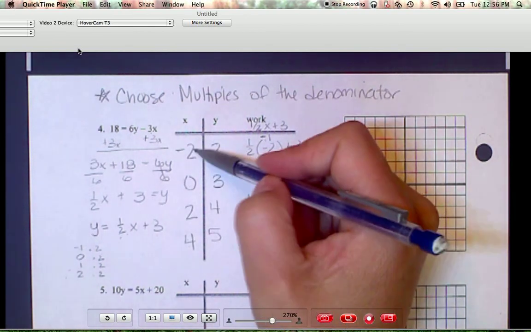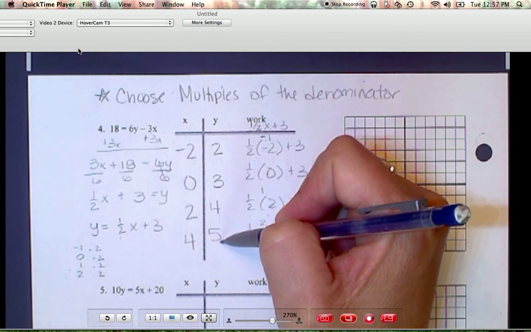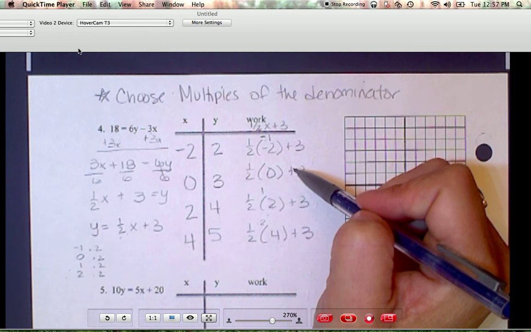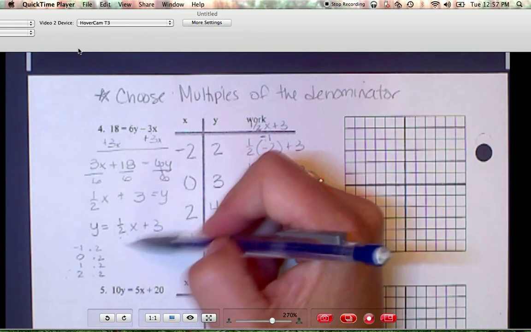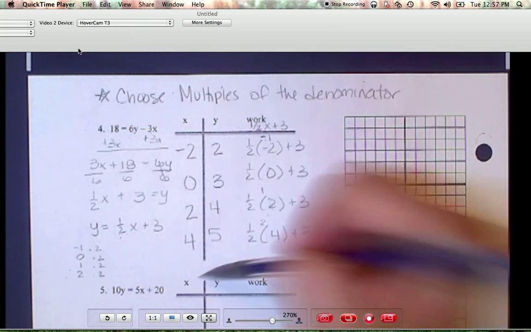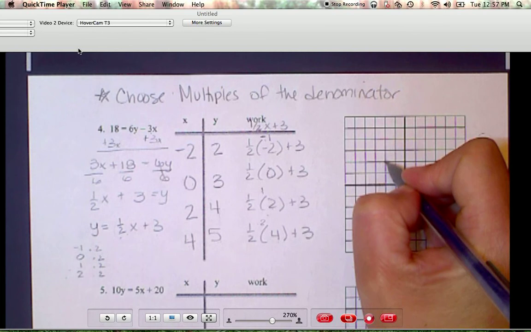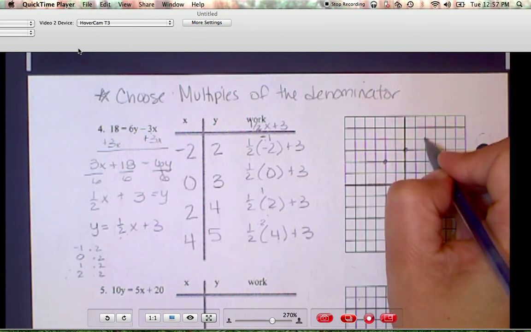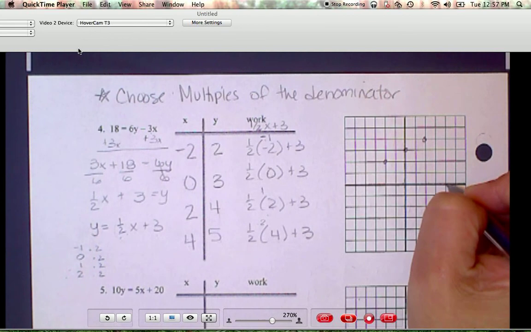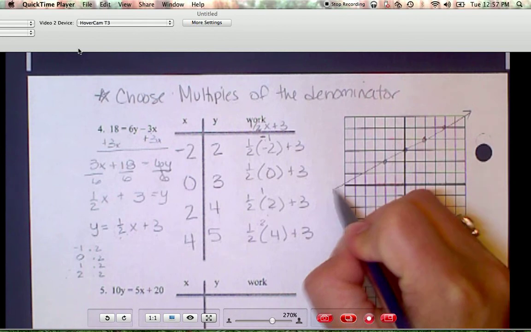If we did -1, 0, 1, and 2, we're going to get fractions for half of these answers, or all of them, except for the 0. So when you have a fraction, you should be choosing multiples of the denominator. Let's go ahead and graph this. -2, 2; 0, 3; 2, 4; 4, 5. Graph that line all the way to the end.